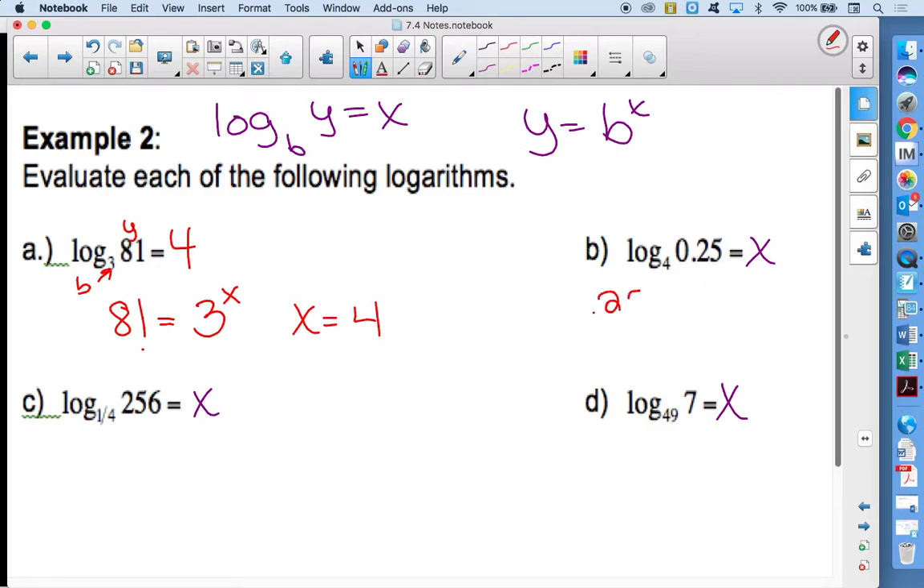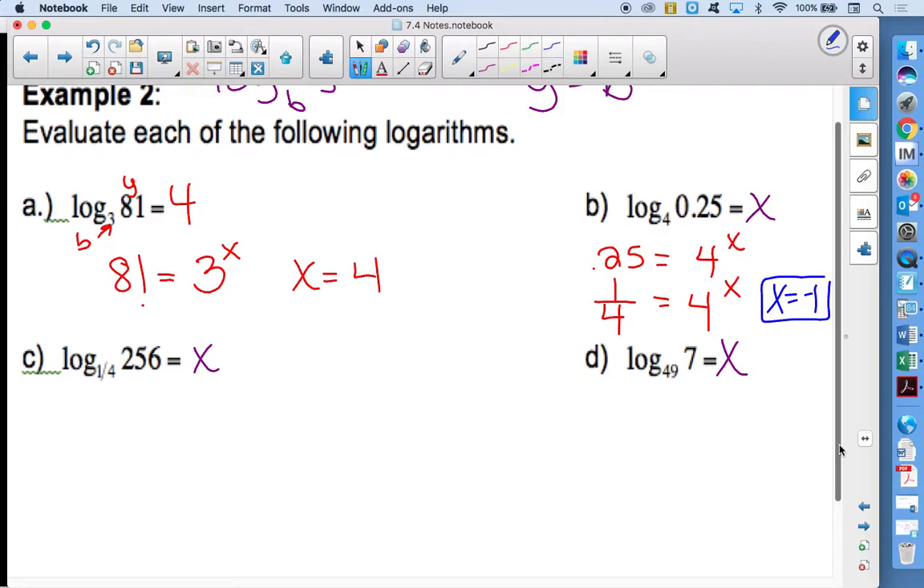We have 0.25 equals 4 to the x. How else can we write 0.25? 1/4, yeah. Oh, it's negative 1. Yeah, nice. So 4 to what number makes it 1/4? Well, a negative exponent is how you get that fraction. So 4 to the negative 1 is equal to 1/4.